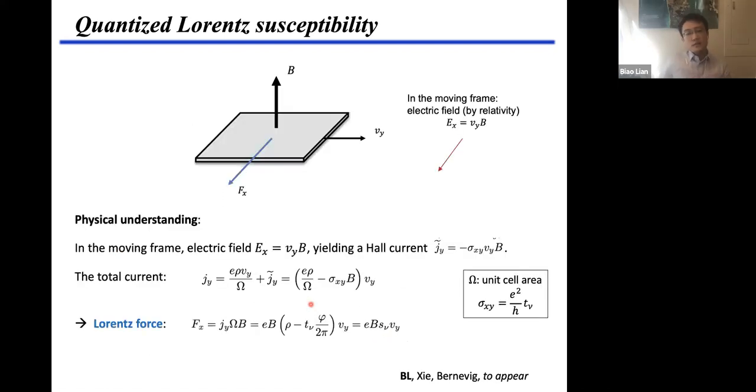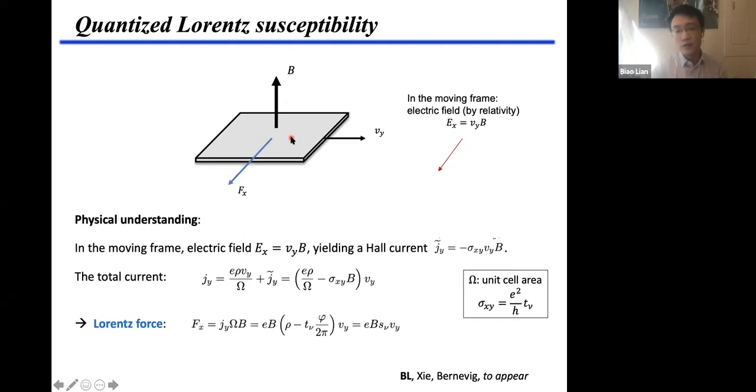This response actually has an easier understanding just from the perspective of semi-classical physics. Just consider a lattice that is moving at a velocity vy in a magnetic field B. So in a moving frame, there will be an electric field created, according to special relativity.